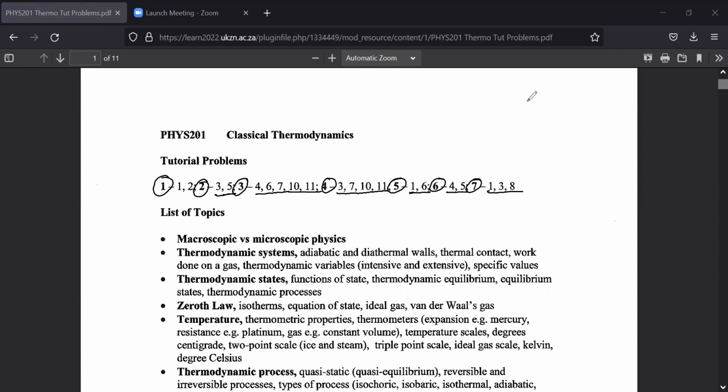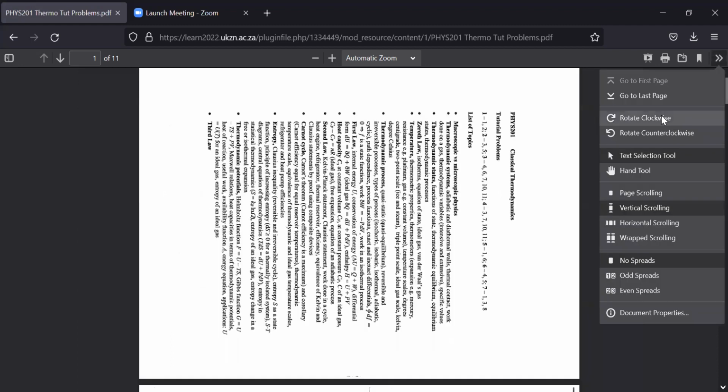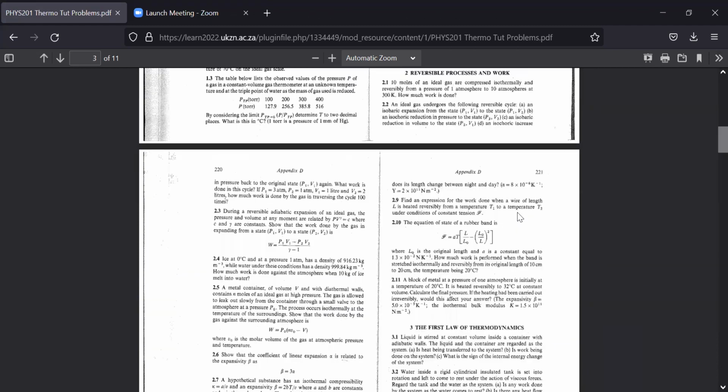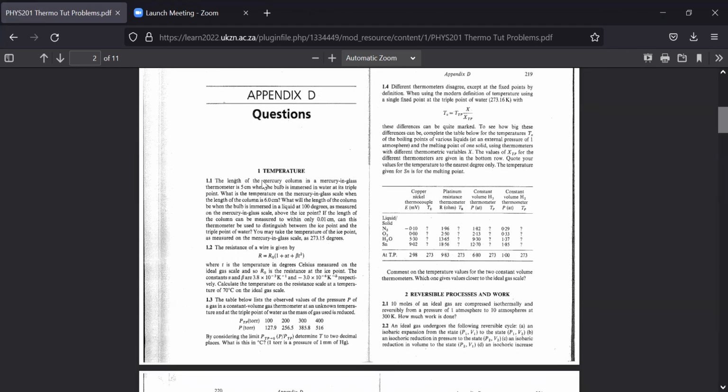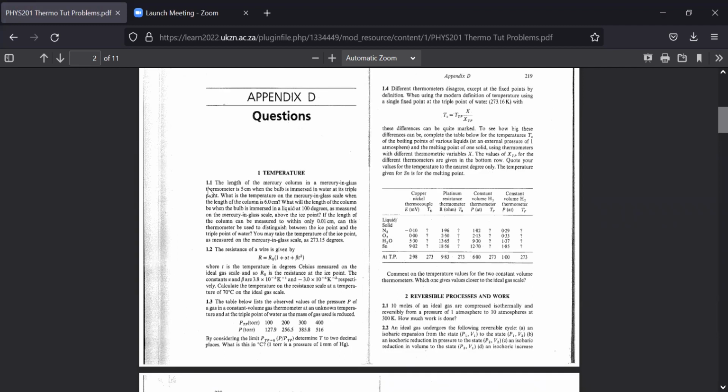So if we just look down here, here we go. Here are the questions. Here we can see there's 1.1, 1.2, so that was for the first one. And then here we've got 2.1, 2.2, and so on for the second part. Okay, does that clarify things?